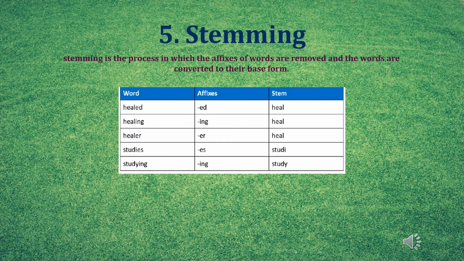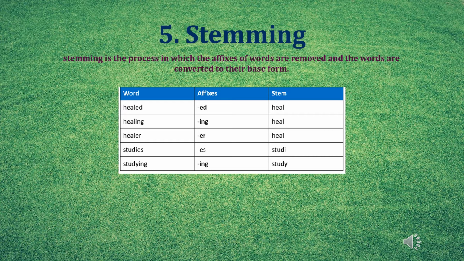The fifth step is stemming. In this one, the remaining words are reduced to their root words. In other words, stemming is the process in which the affixes of the words are removed and the words are converted to their base form. Healed is a word. The affix of this word is ed, and after stemming we are going to get the word heal.